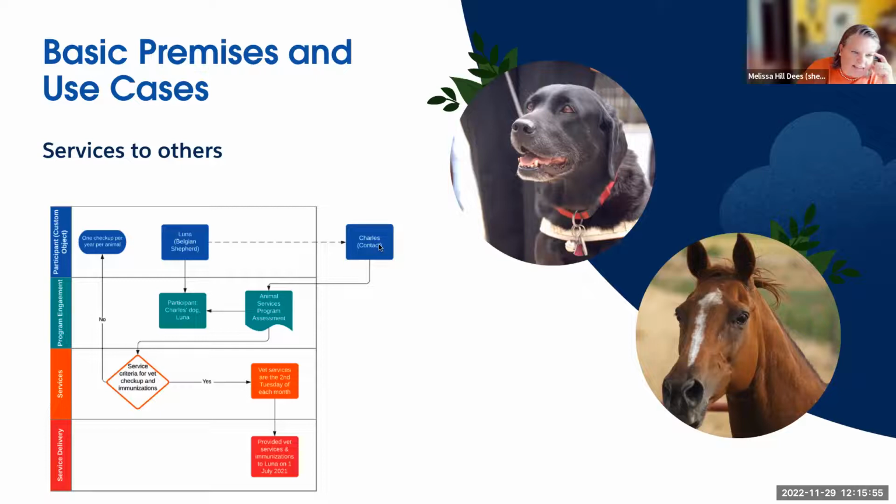Charles, the contact, is completely out of the swim lane, but the participant, which is a custom object in this case, the pet, the animal, they're tracking one checkup per year per animal. They're tracking Luna, the Belgian Shepherd, who is receiving these services, but they indirectly benefit Charles. So it's almost like a soft credit to Charles. If you're familiar with the term in fundraising of soft credit, it's almost the same in a service delivery situation.